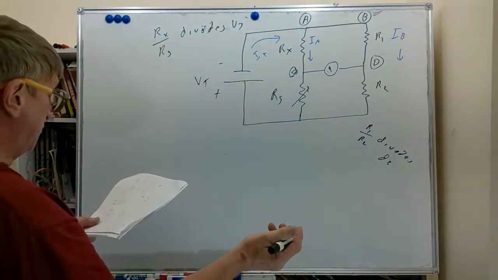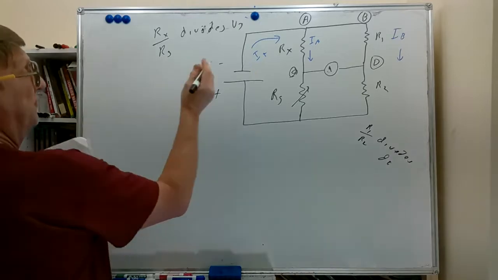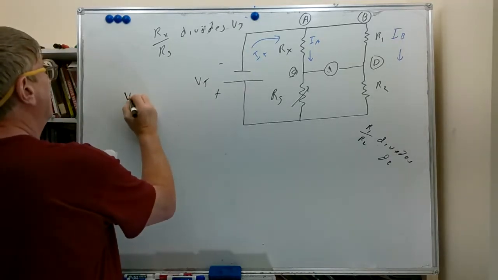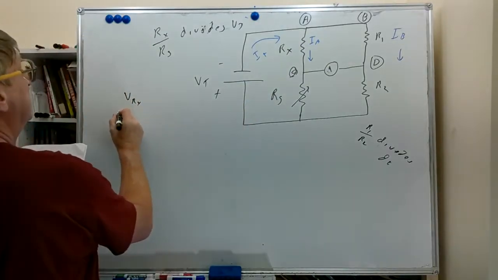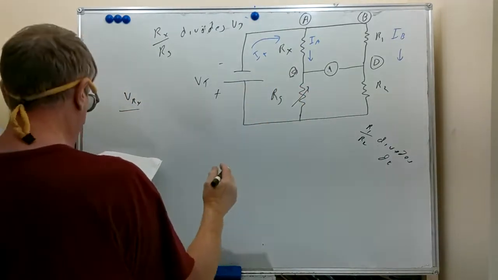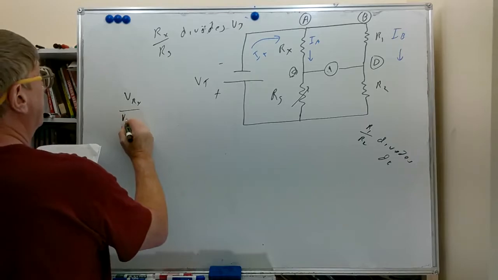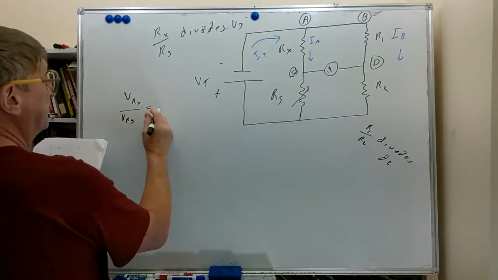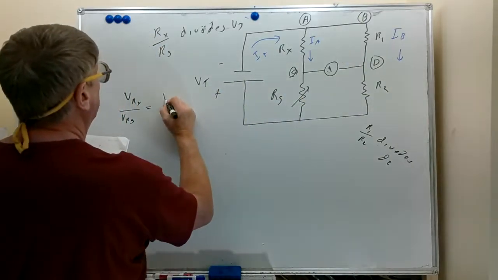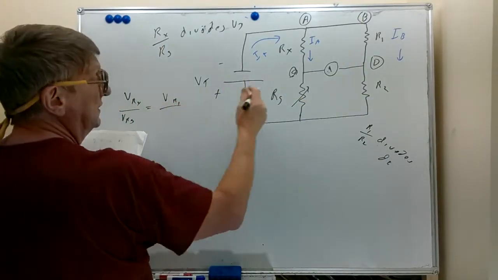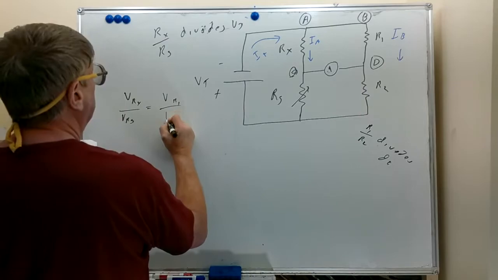If they divide it equally, what's going to happen here is the voltage across Rx, VRX, divided by the voltage across this resistor here, RS, which we'll call VRS, the ratio is going to be equal to the ratio of the voltage across R1 divided by the voltage across R2.